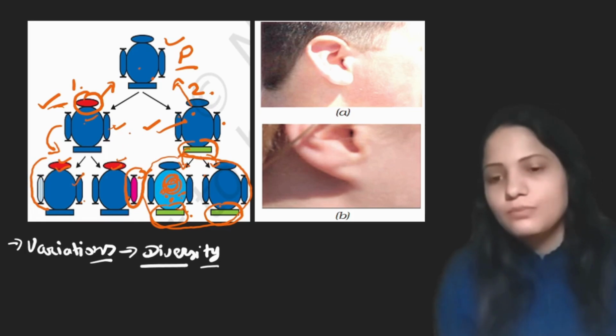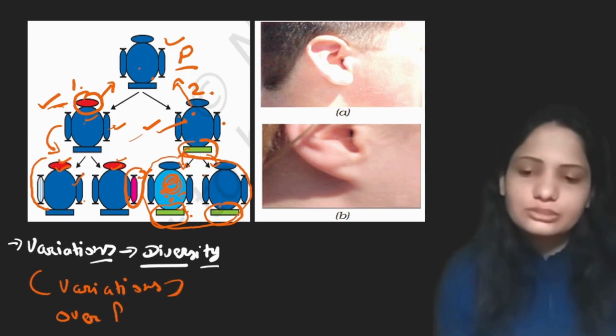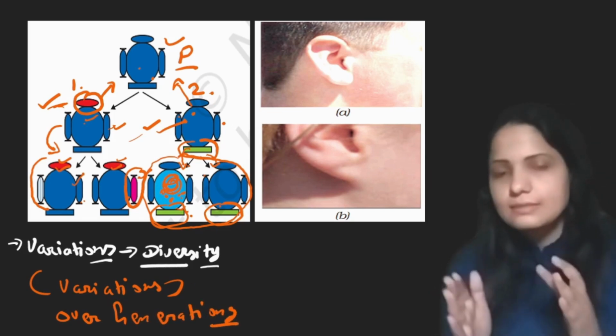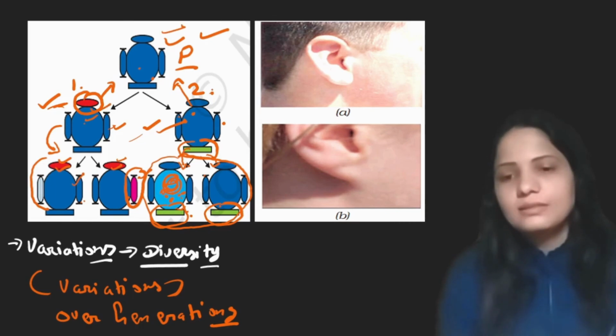If this process keeps happening, what will be there? Accumulation of variation, and this accumulation of variation will lead to diversity. This is how the variation concept works over the generations. The variations are accumulated, and this will give rise to differences in characters. So this is the concept behind variations. Now you know that this is the parent, some differences are there. Then in the next generation these differences are transferred, along with some differences which are unique to this generation.